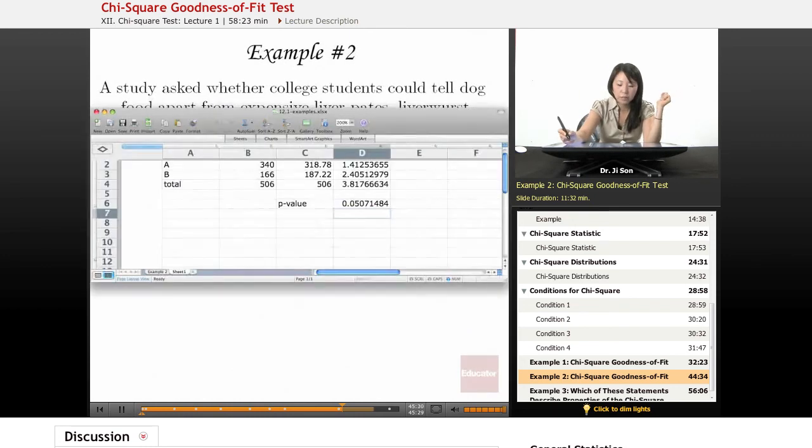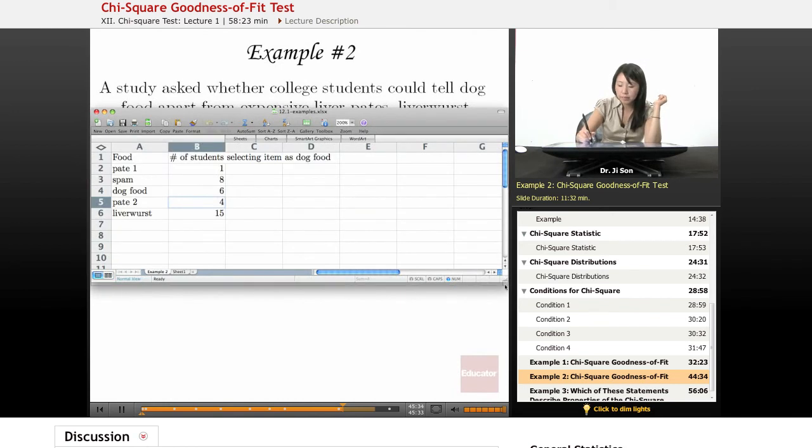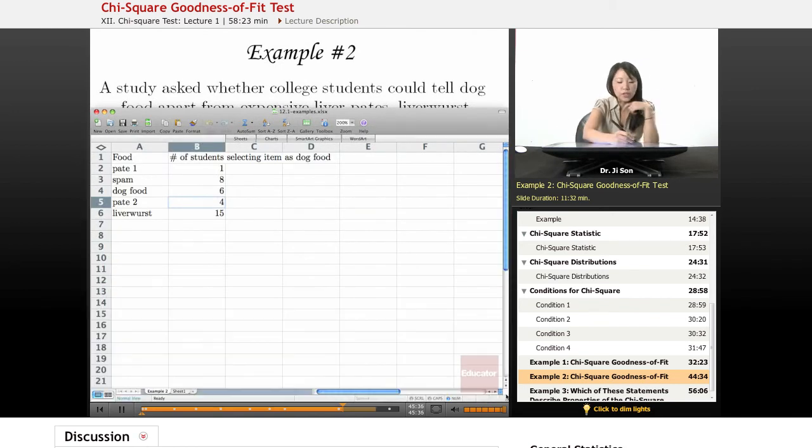So it's sort of like a multiple choice question. So if you hit example 2 in the download that's listed below, you'll see the number of students that selected that particular item as dog food. Now, be careful, because remember, you might get this problem on a test and you won't know that it's a chi-square problem. Sometimes people might immediately just think, I'll find the mean, right? And so they just go ahead and find the mean.